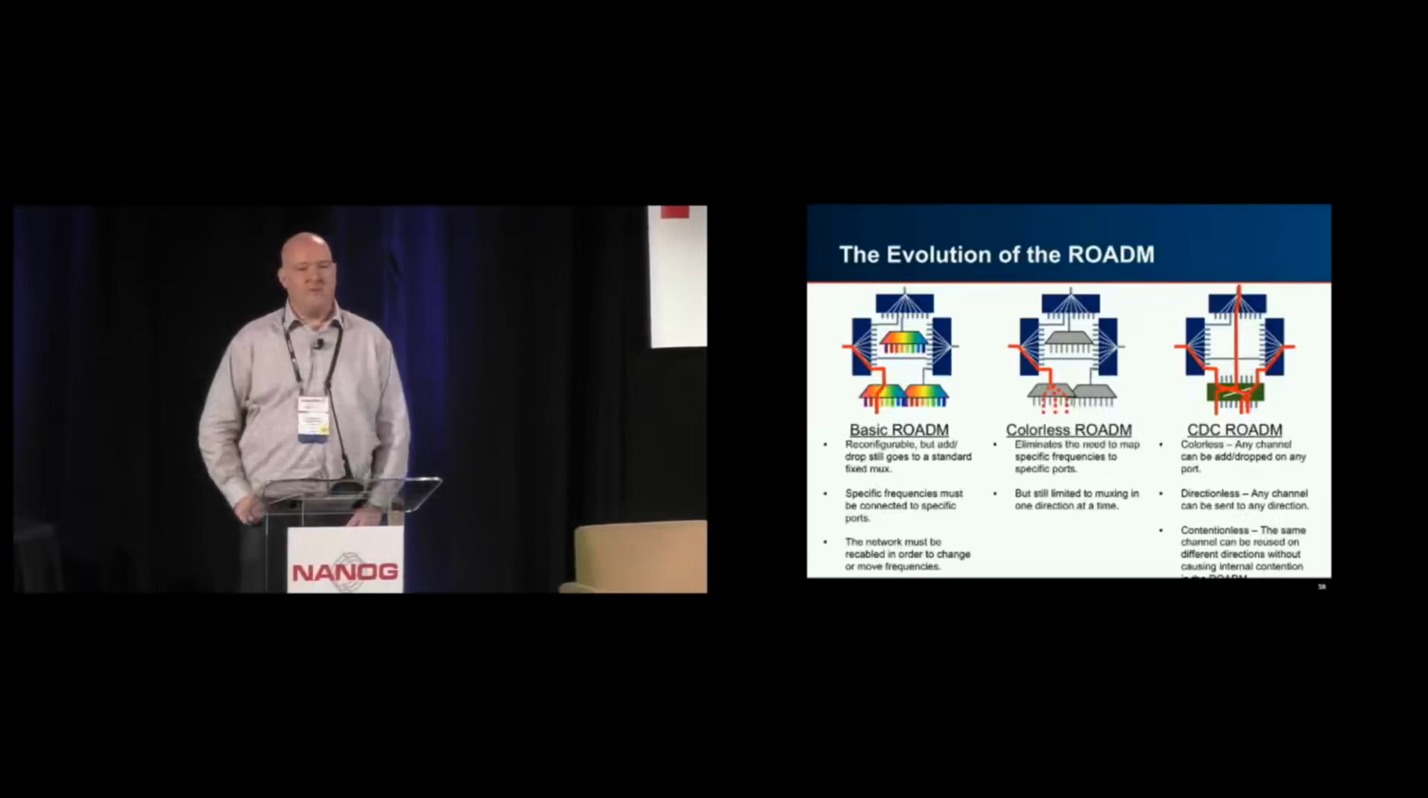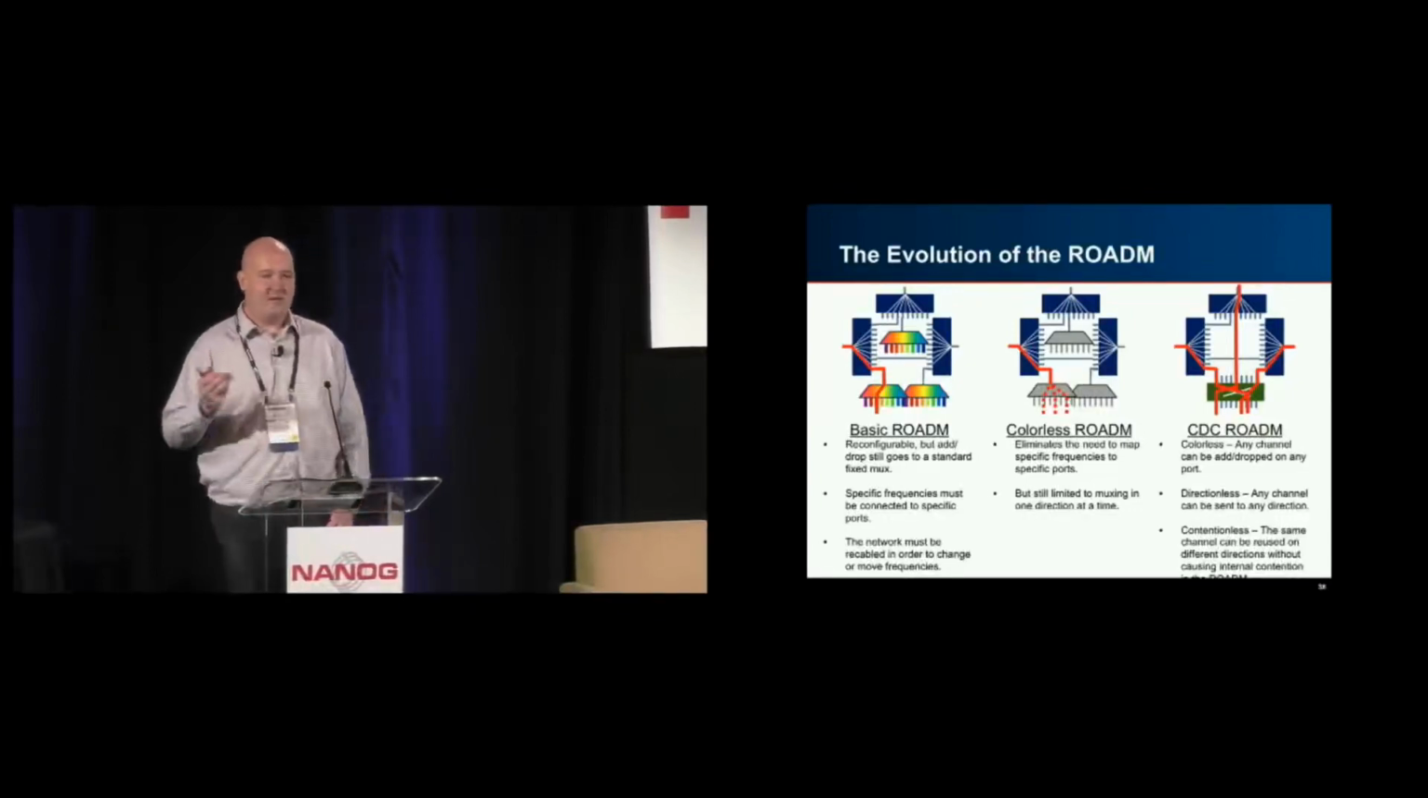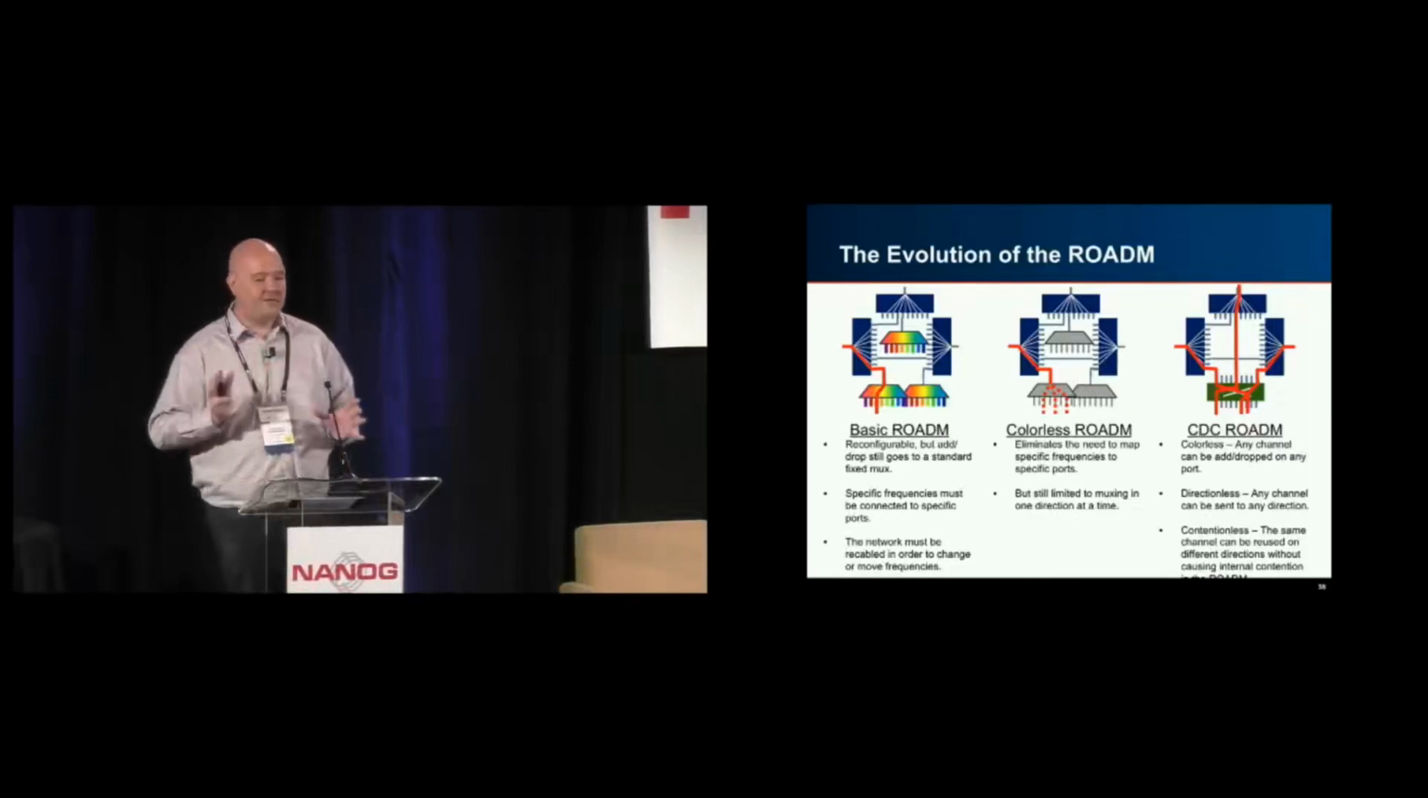The CDC ROADM is really the modern ROADM. It stands for colorless, directionless, and contentionless. What's happening here is you get that colorless property where you can use any port that you want. You get the directionless property where, instead of it only being able to be passed through or dropped, you can say, I want this to be sent to my north degree or my east degree or my west degree. You get that flexibility.